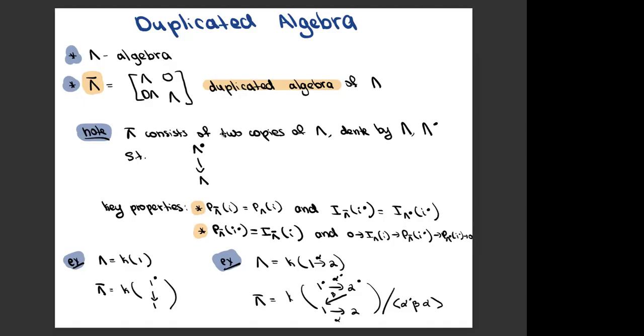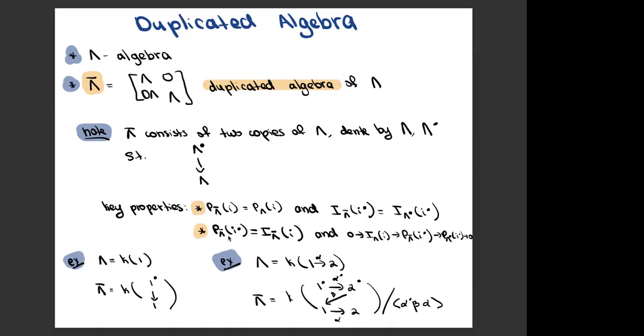Already looking at this picture, the projectives of this lambda bar at the vertices i, which are vertices here, are the same as projectives at lambda at i. So projective lambda modules are also projective lambda bar modules. Similarly, the injectives at the dotted vertices are the same as the injectives of the dotted algebra at the dotted vertex. And then what about all these new ones that you're going to get?